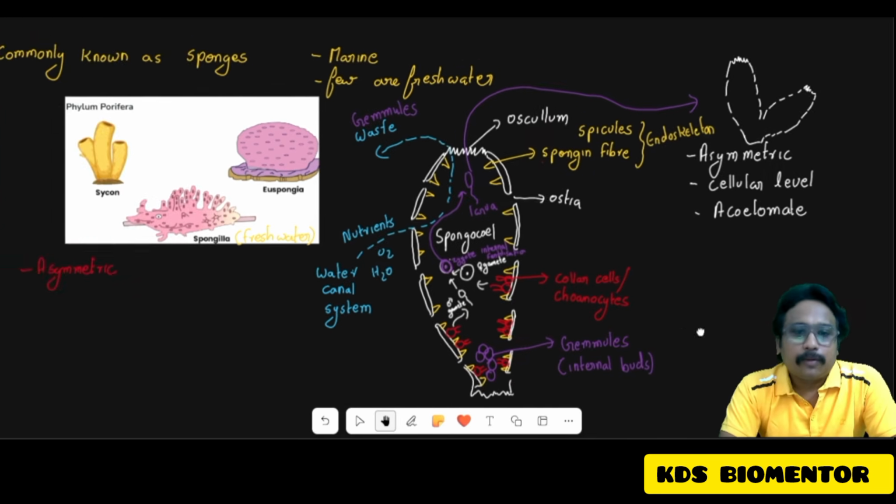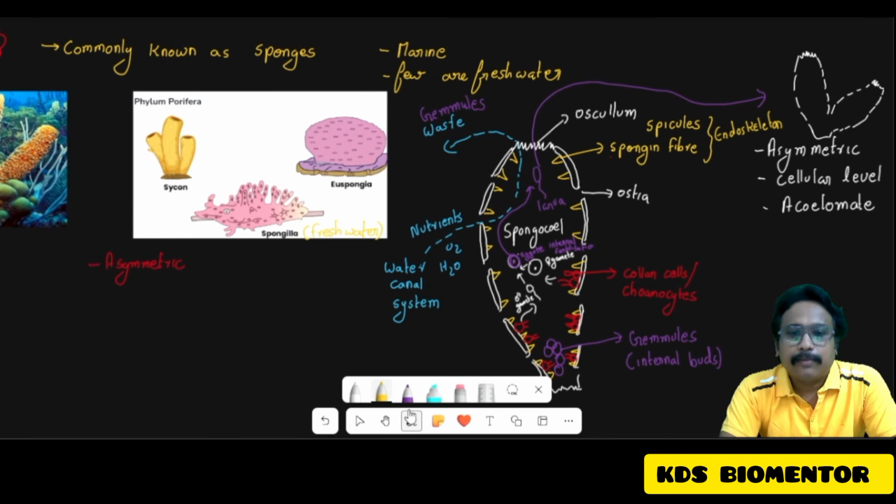Then the example part is also very important when you are learning. Learn the three examples correctly: Sycon, Euspongia and Spongilla. In that, Sycon, also called Scypha, is marine. Spongilla is the freshwater sponge. Euspongia, the bath sponge, is also marine. So this much only is given in NCERT about phylum Porifera, the first phylum that is placed under the animal kingdom.